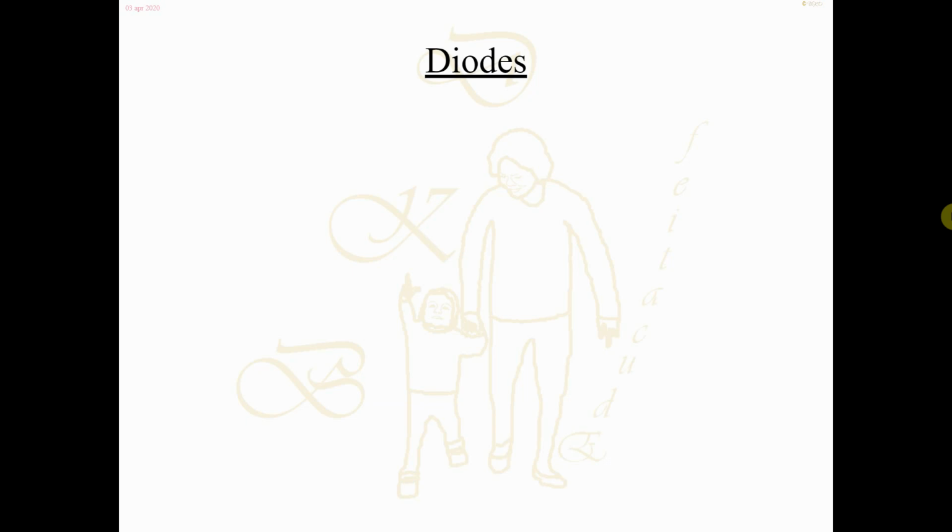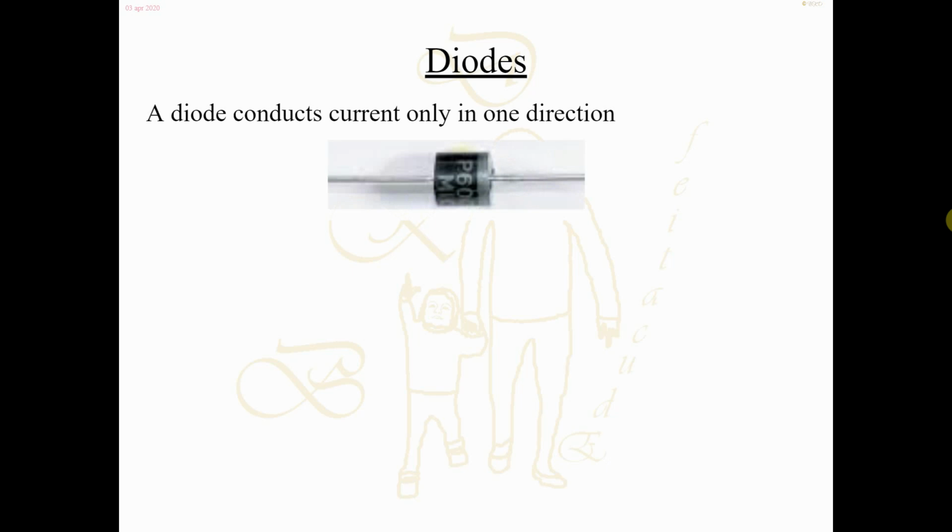Diodes. How do diodes basically work? Well, a diode conducts current only in one direction. Well, you can buy them in a shop. They look like this, and you see a stripe on one end.